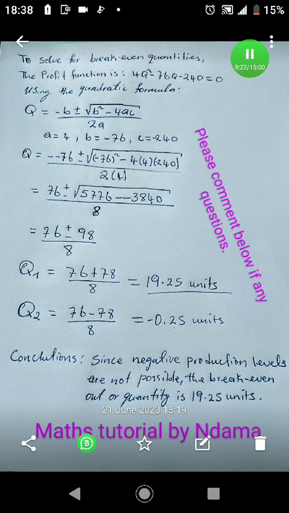Our formula for the formula method is q equals negative b plus or minus the square root of b squared minus 4ac, all over 2a. Then our a here is 4, the coefficient of q squared, our b is the coefficient of q, and our c is the constant, which is negative 240. Substituting that, we simplify using a calculator. I believe you can simplify this using a calculator.